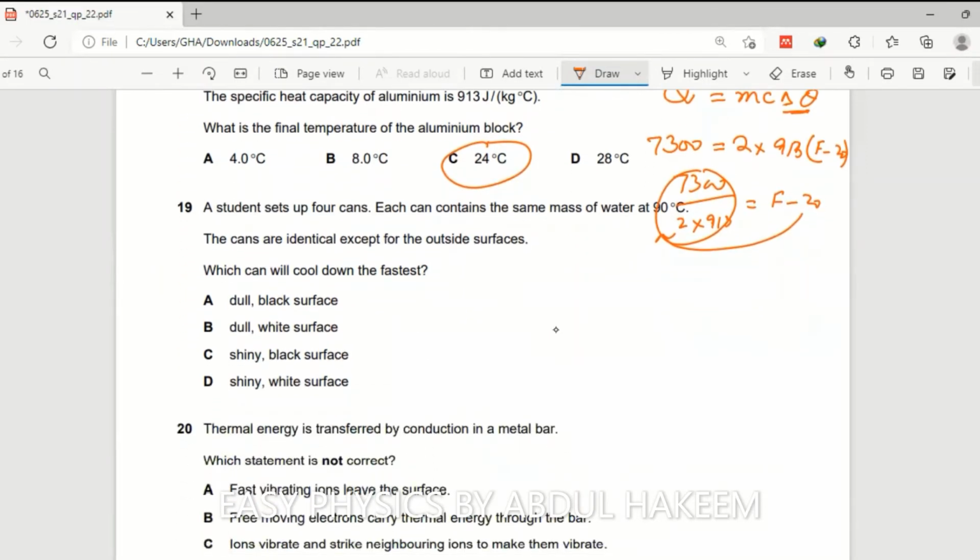Next, question number 19 is, a student set up 4 cans. Each can contains the same mass of water at 90 degrees Celsius. The cans are identical except for the outside surface, which can cools first: the dull and dark surface. Because dark surfaces are good absorbers and good emitters of heat radiation. So definitely the dull and black surface will cool first. So the option is A.